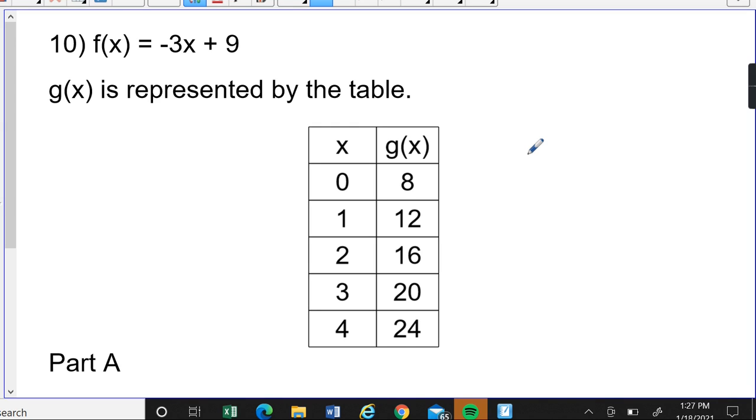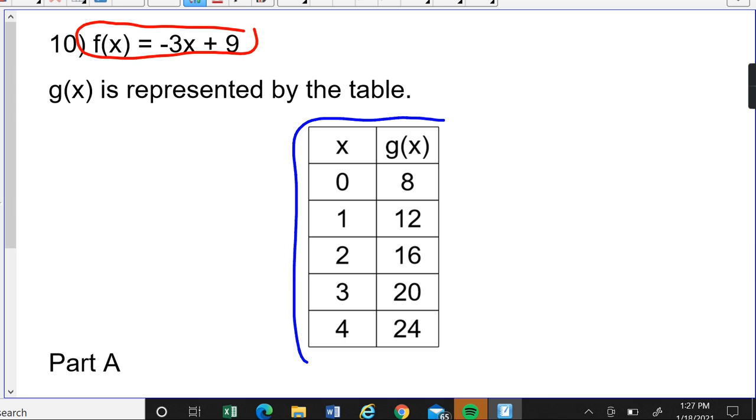Last question, we're going to compare two different linear functions. So we have f of x equals negative 3x plus 9. So that's our first function. Okay, so our first function is f of x right here. And then g of x, the second function, is in the table. So I give you f of x as an equation and g of x as a table of values. And we're going to compare some things about this.